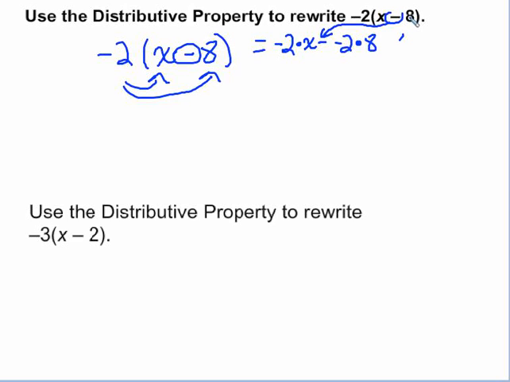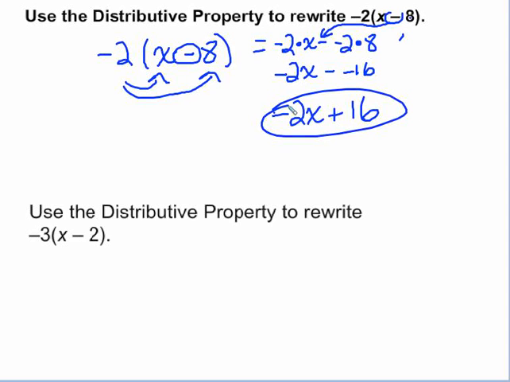And then that negative was attached to the 2. So I have negative 2x minus, well, negative 2 times 8 is negative 16. But we know whenever we are subtracting a negative, that's the same as adding. So I get a final answer of negative 2x plus 16. Okay?